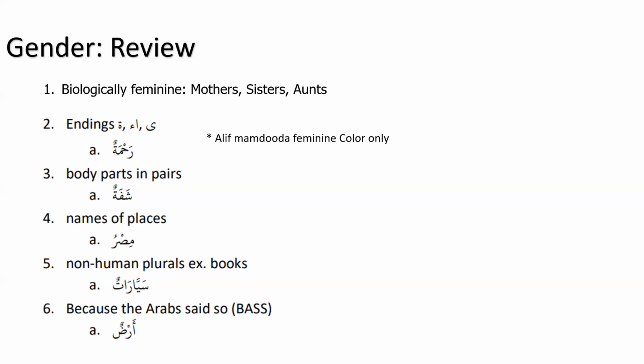A body part that comes in a pair, for example shafatun, which means lips. Anything that comes in pairs is feminine, even if we're talking about a single one of them. If we're talking about one eye, it is still feminine because the word eye is feminine, since usually it comes in pairs. And names of places, for example Egypt, Mecca, and all these places are also feminine.